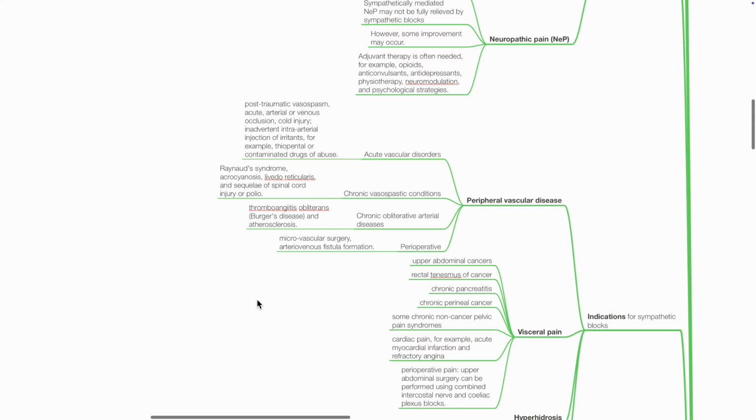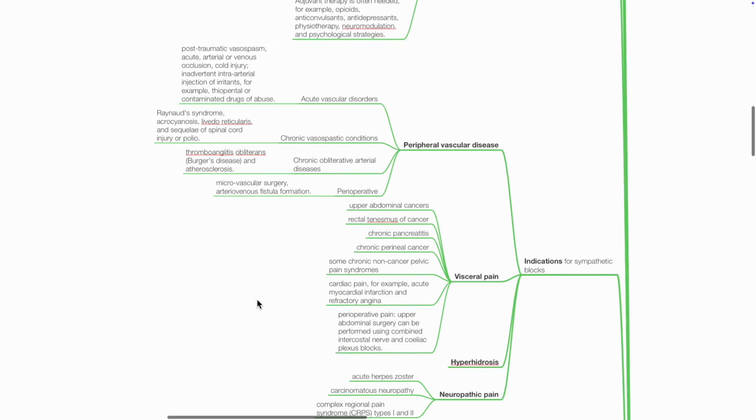Peripheral vascular disease, such as acute vascular disorders, post-traumatic vasospasm, acute arterial or venous occlusion, cold injury, inadvertent intra-arterial injection of irritants such as thiopental or contaminated drugs of abuse. Chronic vasospastic conditions such as Raynaud syndrome, acrocyanosis, livedo reticularis, and sequelae of spinal cord injury or polio. Chronic obliterative arterial diseases such as thromboangiitis obliterans and atherosclerosis, and perioperative such as microvascular surgery and AV fistula formation.